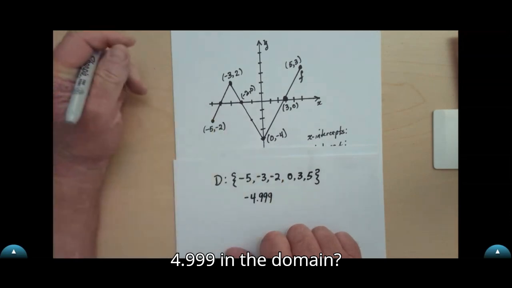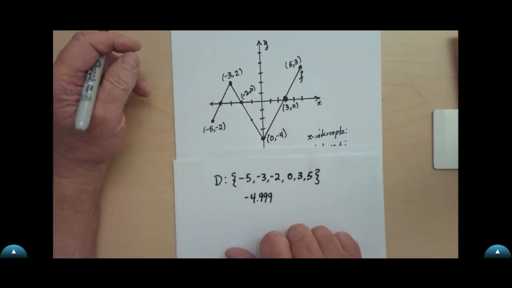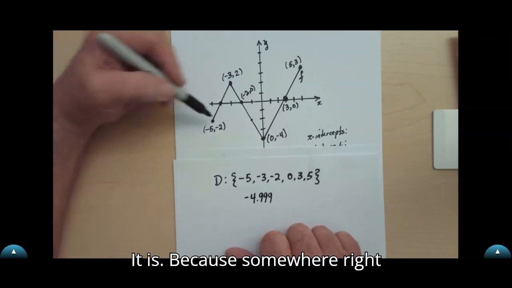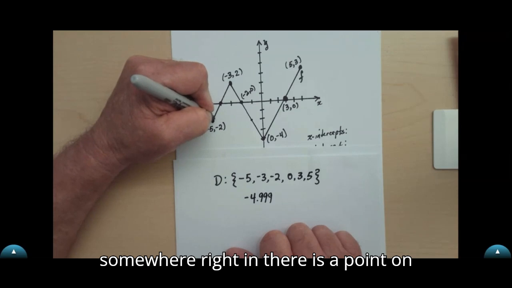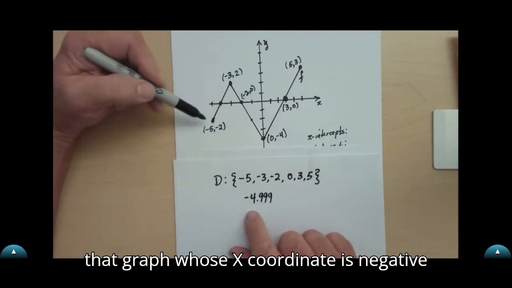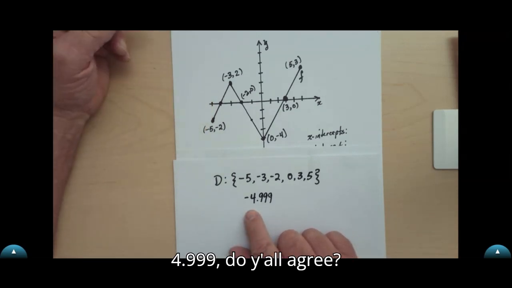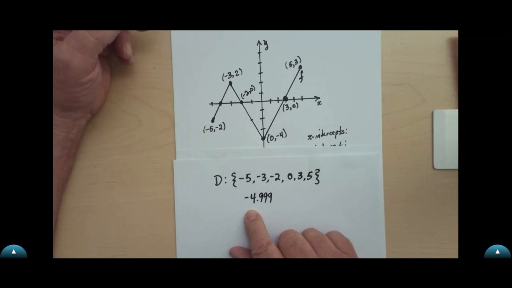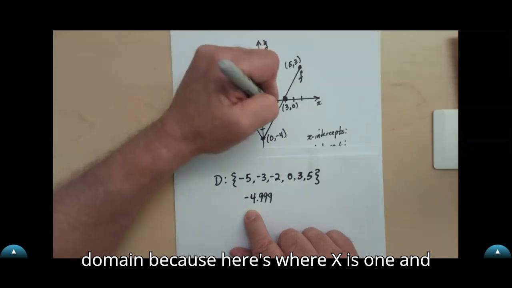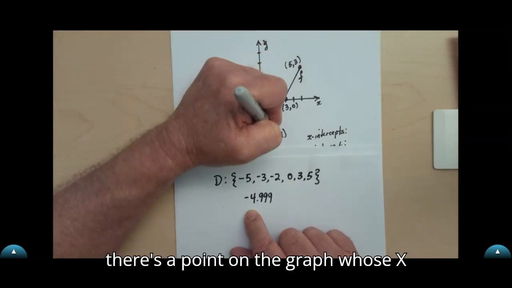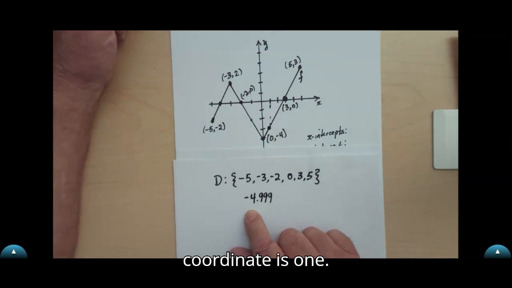Is -4.999 in the domain? It is, because somewhere right in here is a point on that graph. Somewhere right in there is a point on that graph whose x coordinate is -4.999. Do y'all agree? And you know, 1 is in the domain because here's where x is 1, and there's a point on the graph whose x coordinate is 1.